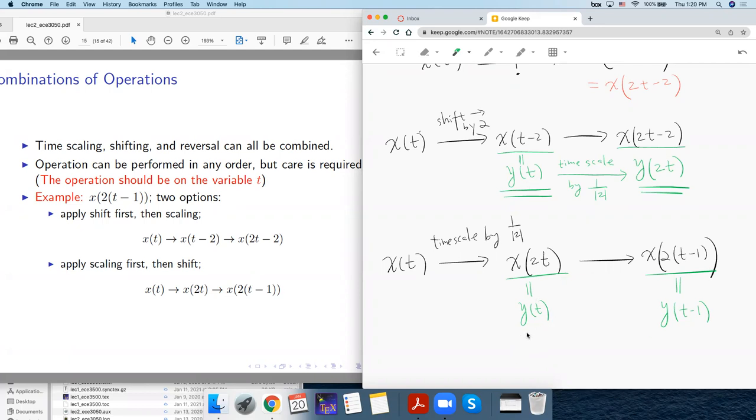Now this will be easier for you to understand the type of operations here. If we call the second signal y(t), then the last signal is y(t minus 1). And this is basically a time shifting operation from y(t) to y(t minus 1), which shifts to the right by 1.